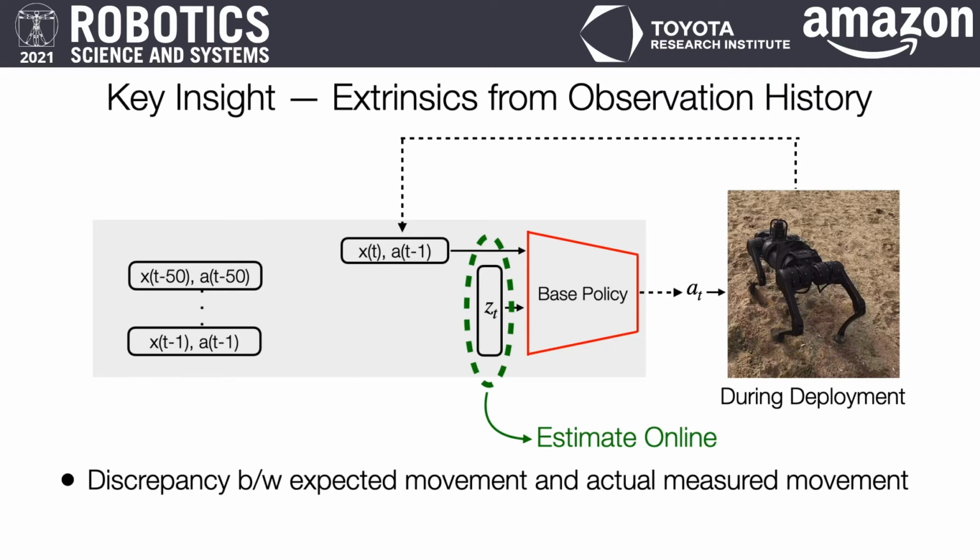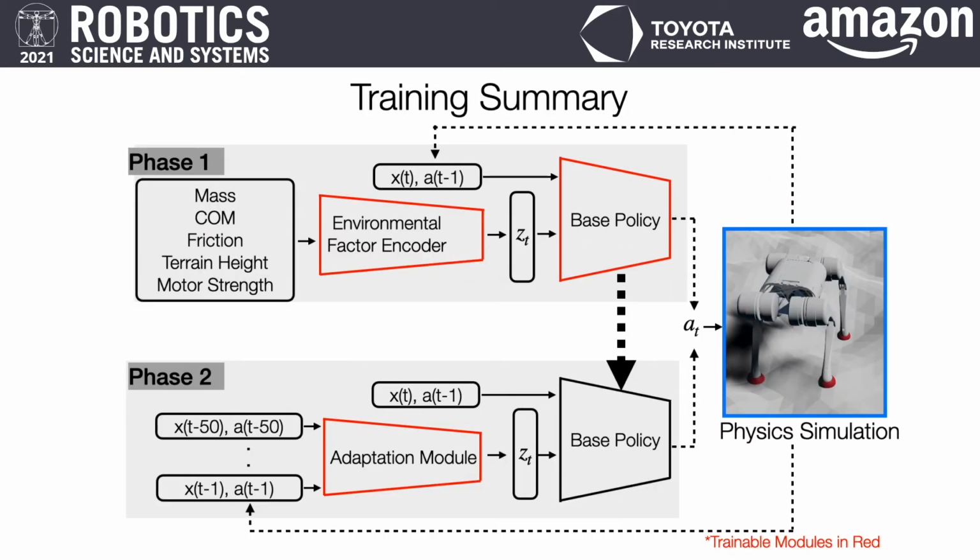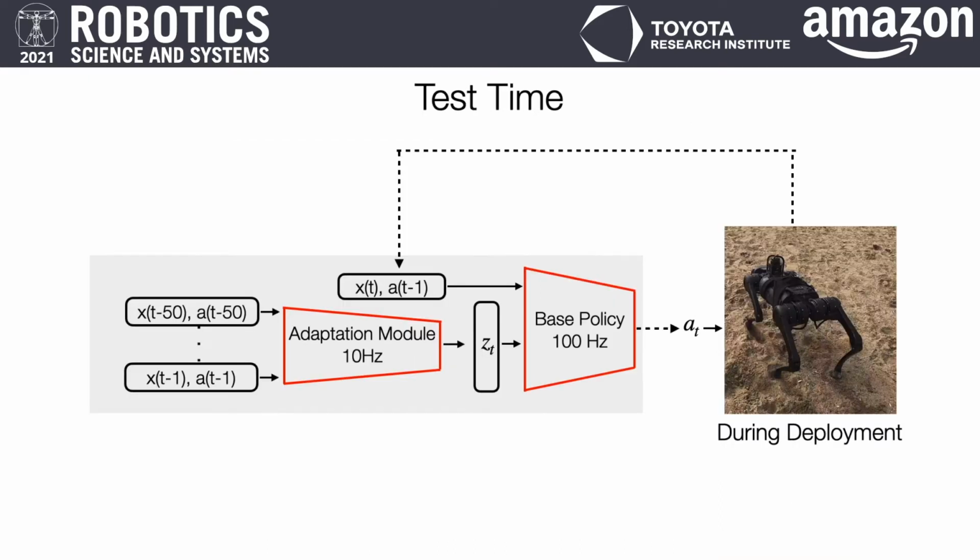Our key insight is that the discrepancy in the commanded action and the actual movement is because of these extrinsics, and we learn an adaptation module to estimate it. And we can continue doing so online at runtime. And we can learn the adaptation module as a supervised learning problem because we know both the vector of extrinsics and the state history of the robot in simulation. This model can now estimate extrinsics, which we cannot measure from onboard sensors, from the observation history, which can be measured from onboard sensing. Now our policy is ready for deployment.